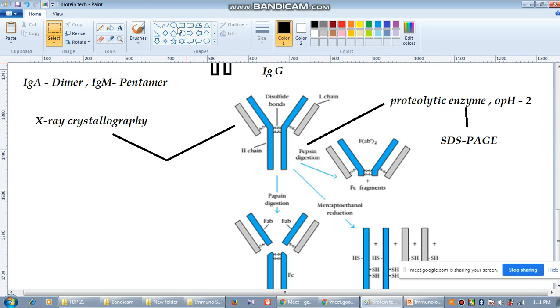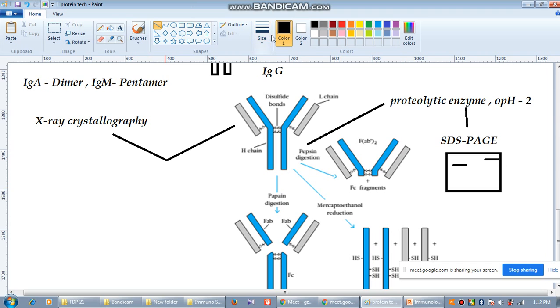Now in SDS page, a very interesting thing happened. Consider that there are some impurities from the proteolytic enzyme, because pepsin itself is a protein, so it will also have a band. Now you forget about this. What you saw is a large band. Okay, so out of the whole protein we saw only one large band. In another well, we did one more run.